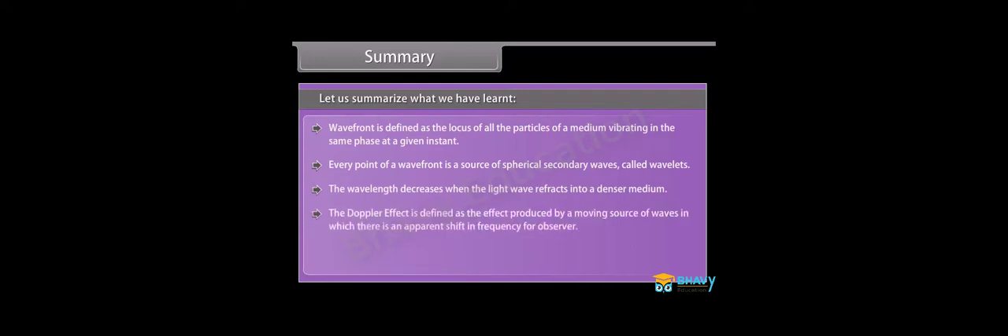Summary. Let us summarize what we have learned. Wavefront is defined as the locus of all the particles of a medium vibrating in the same phase at a given instant. Every point of a wavefront is a source of spherical secondary waves called wavelets. The wavelength decreases when the light wave refracts into a denser medium. The Doppler effect is defined as the effect produced by a moving source of waves in which there is an apparent shift in frequency for the observer. When waves are received from a source moving towards the observer, there is an apparent decrease in wavelength. This is referred to as blue shift.